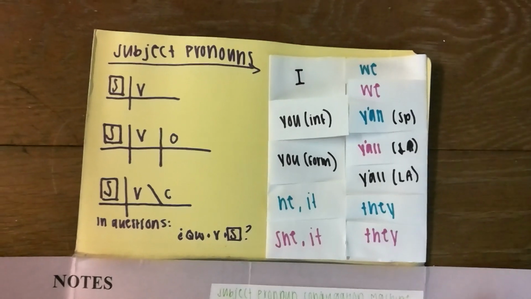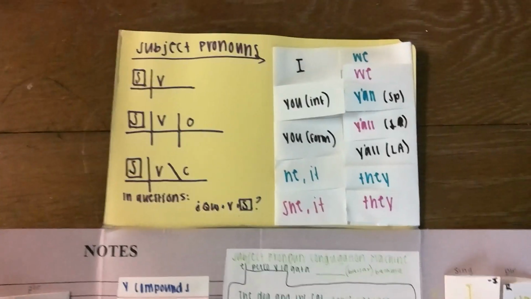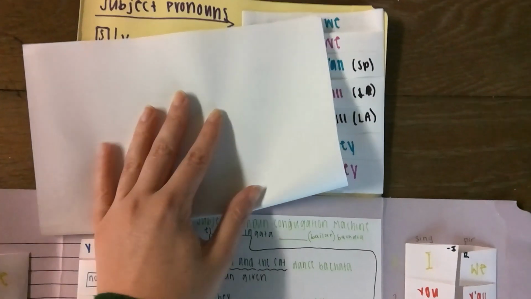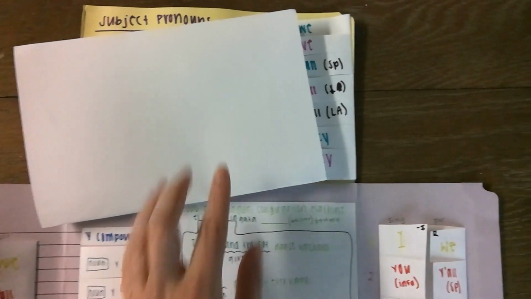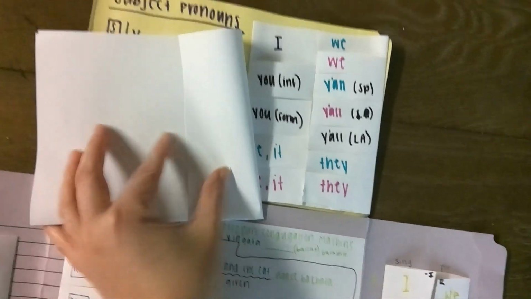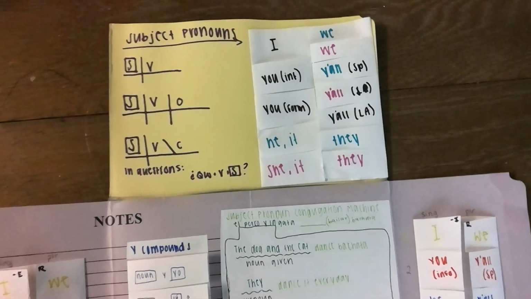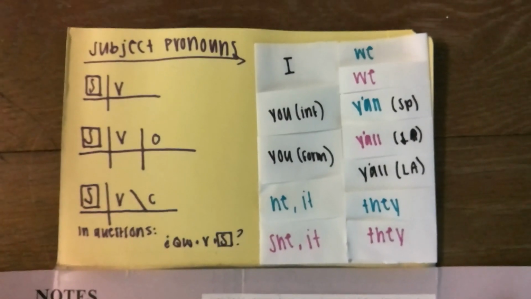Okay, so the fold for the subject pronouns that you need to make is you take a blank sheet of paper like this, you fold it in half like a hamburger, and once you fold it in half, you'll cut it along this edge. Once you've made that cut, just take one of the sides and you'll make shutters like so. Okay? So that's to prepare you to make the fold for the subject pronouns.